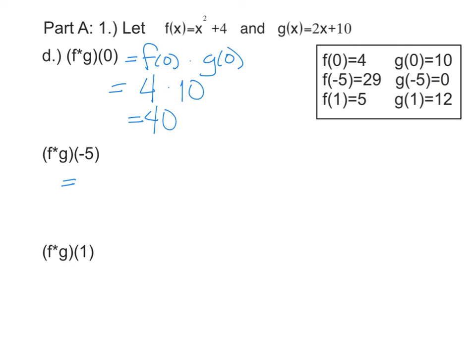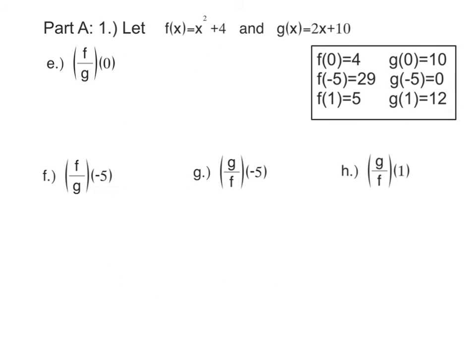And then we can do the same thing for f times g of negative 5. F of negative 5 is 29, times g of negative 5 is 0, and 29 times 0, this will be 0. And for f times g of 1, f of 1 is 5, times g of 1 is 12, 5 times 12 is 60. And we finish up problem number 1 with a bunch of fractions.